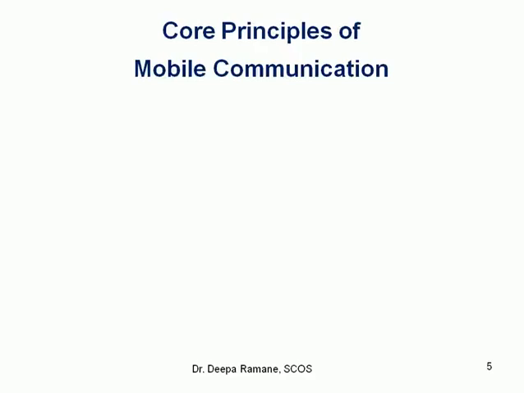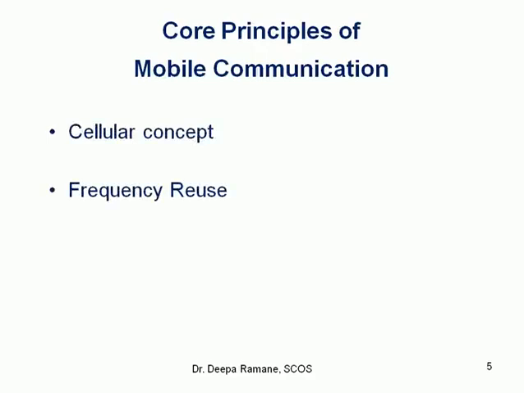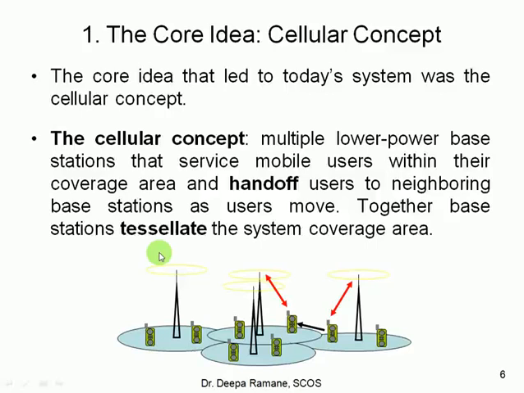There are basically three core principles of mobile communication. First one is the cellular concept, second one is the frequency reuse concept, and third one is the handoff technique. So we'll see them one by one. Let us see the cellular concept first of all. The core idea of today's system is the cellular concept.